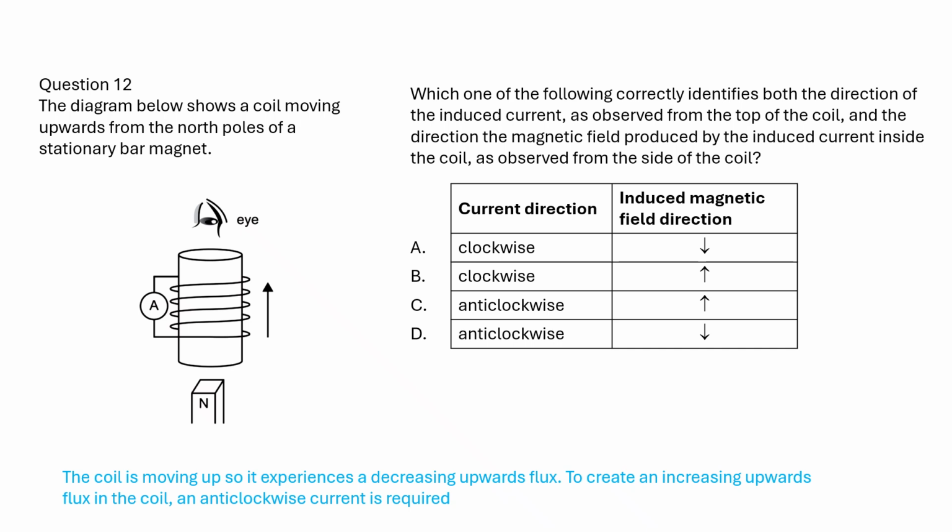According to Lenz's law, an induced current will generate a magnetic field that opposes the change in the original magnetic field passing through a coil. In this scenario, as the coil moves upward, it encounters a decreasing upward magnetic flux. Therefore, to re-establish an increasing upward flux within the coil, an anticlockwise current must be induced.